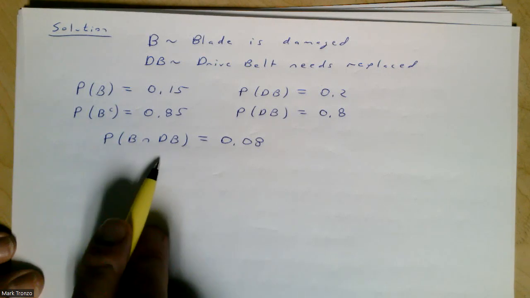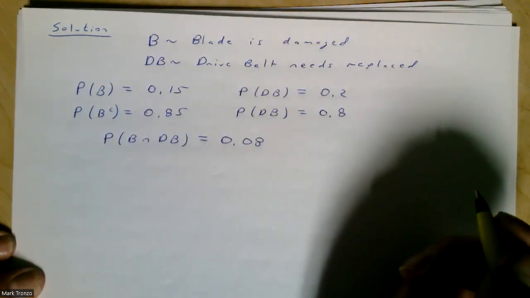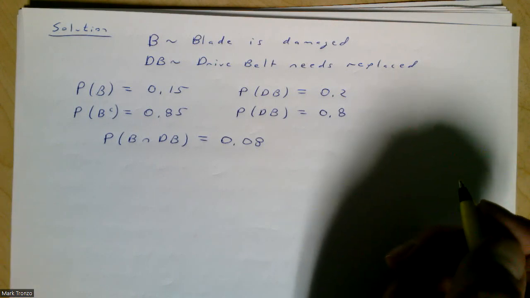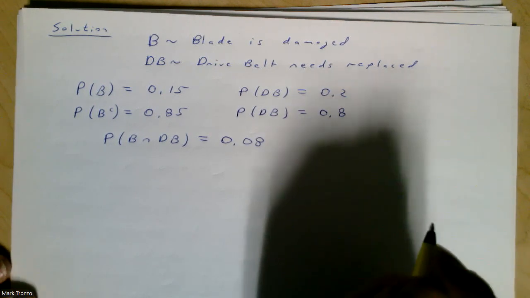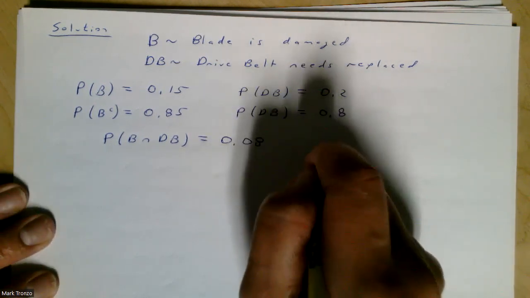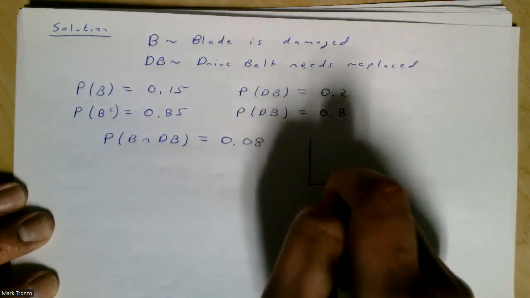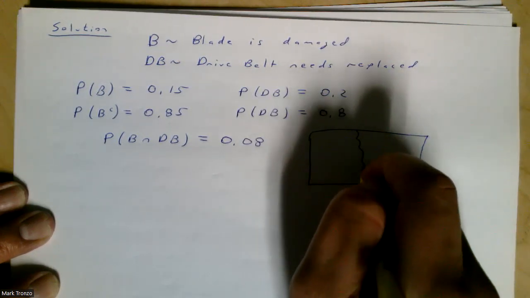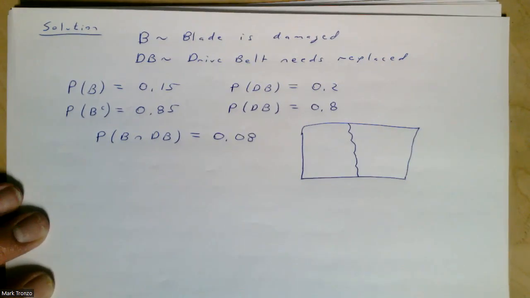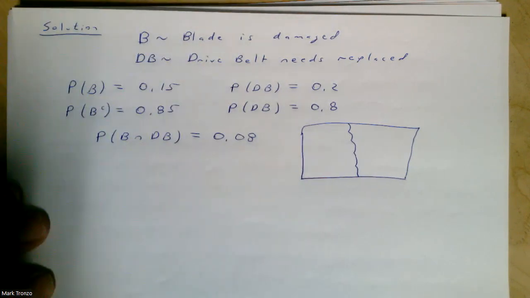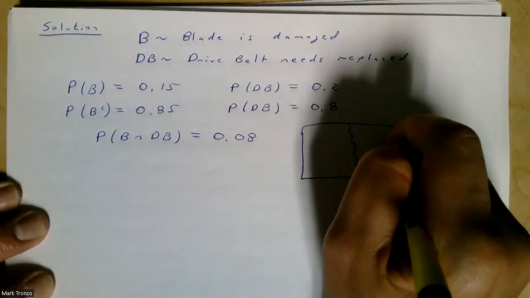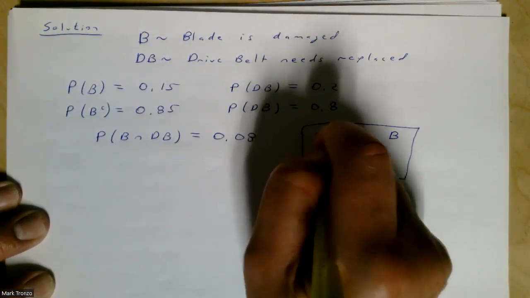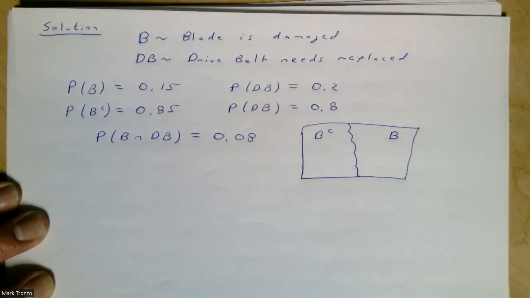Again, another thing that we can look at here is what I mentioned before. We're eventually going to be interested in the two cases where the blade is damaged and where the blade is not damaged. So it might be helpful. Maybe this diagram was helpful, maybe not, but we can put it down. Just what I was talking about a minute ago, over here we can have the event B, the blade is damaged, and over here the complement, the blade is not damaged.